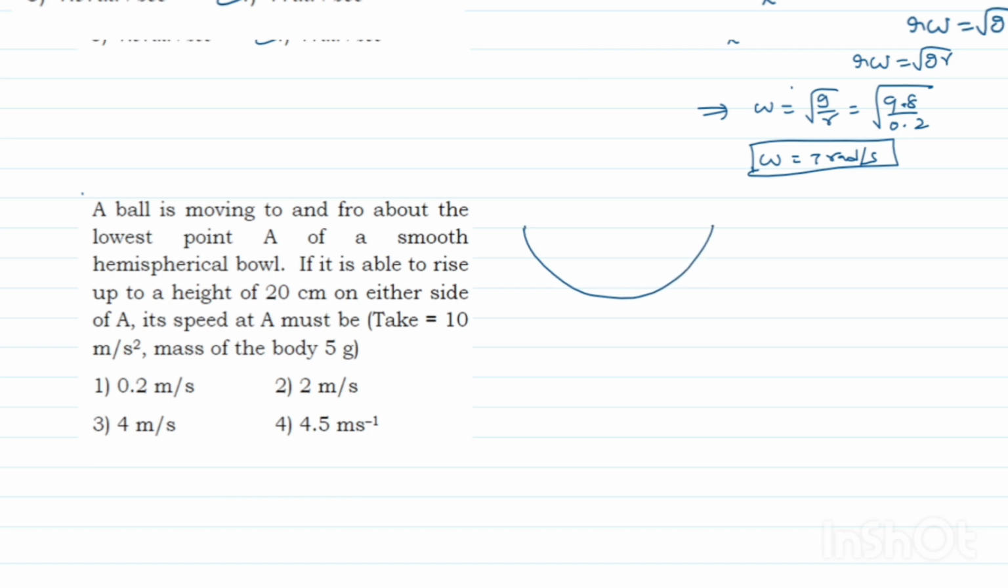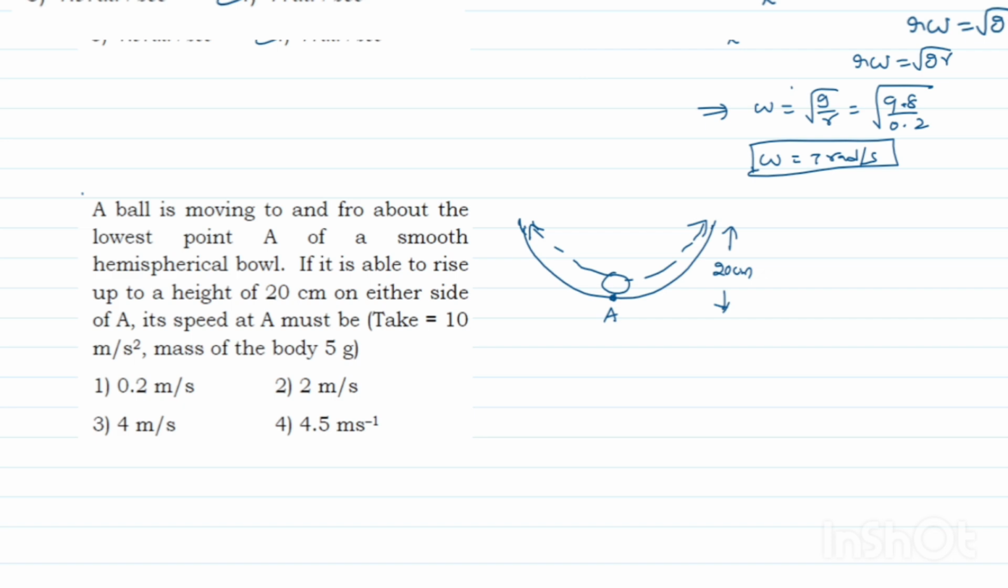It's a hemispherical bowl that is given, students. The lowest point is given as A, and about this point the ball is going to be moving in a to and fro manner. Here it's able to rise to a vertical height, and the vertical height is given as 20 centimeters, students, on either side of A. Its speed at A is what they are asking.